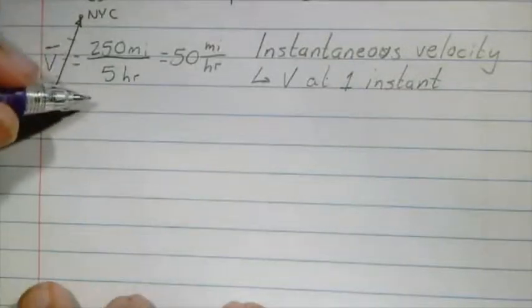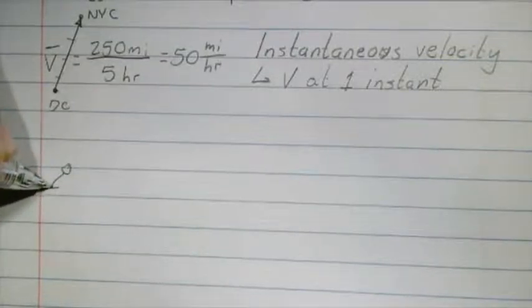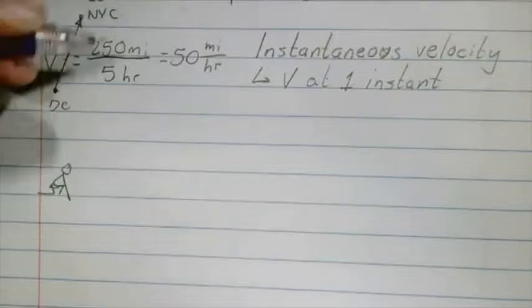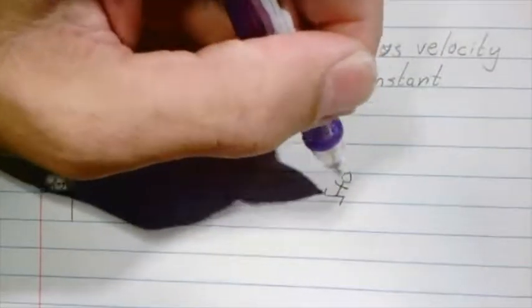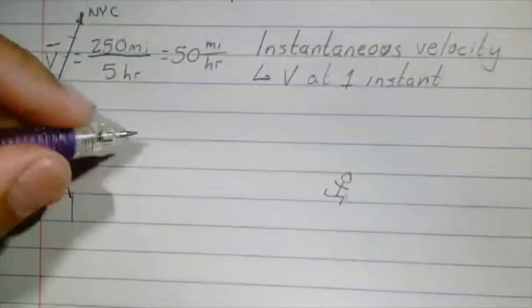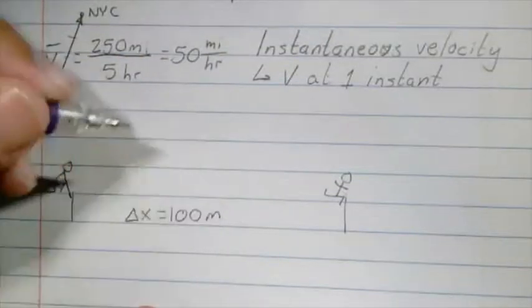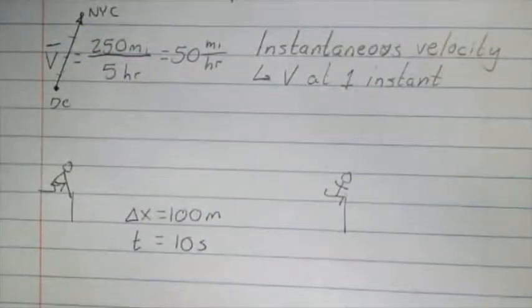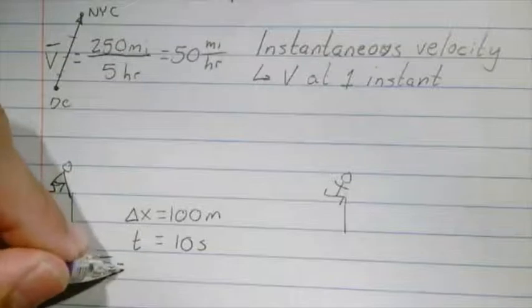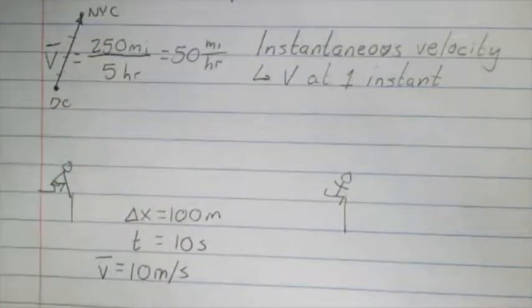Let's take the case of a race. This person is all ready to run, at the starting line of the race. Then the gun goes off, and they take off, and they are running. And they take the tape. Let's say it's a 100-meter race, so delta x is 100 meters. The time it takes them, they're very fast, is 10 seconds. And the average velocity is 100 divided by 10, which is 10 meters per second.